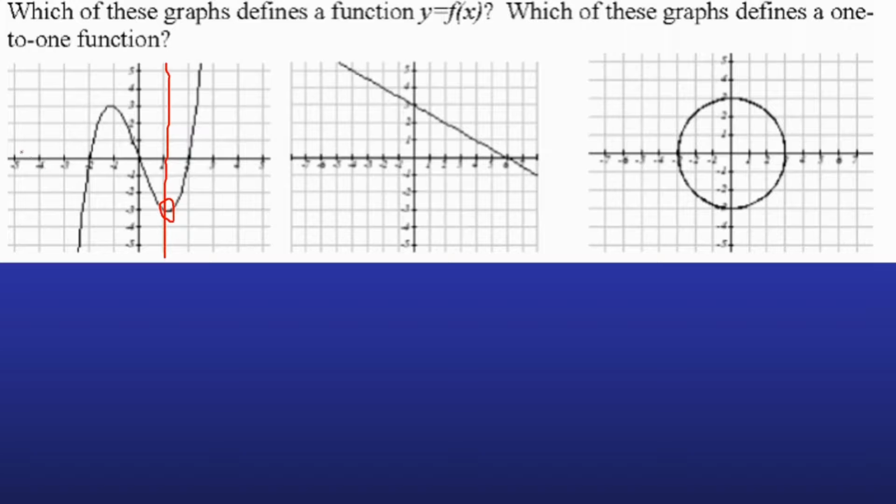Now let's try the horizontal line test. If the horizontal line hits 2 or more points, then it's not a one-to-one function. As we can see here, it hits 3 points. So this is not a one-to-one function.